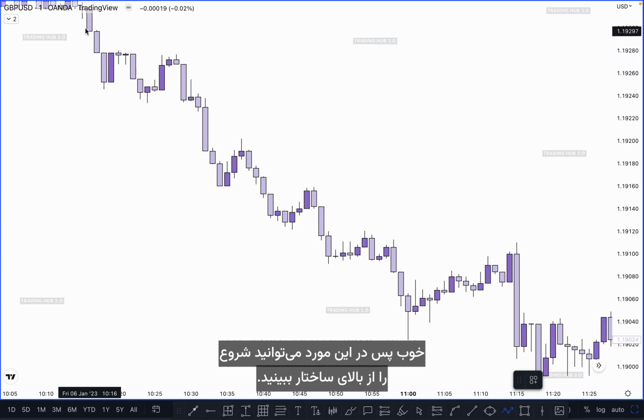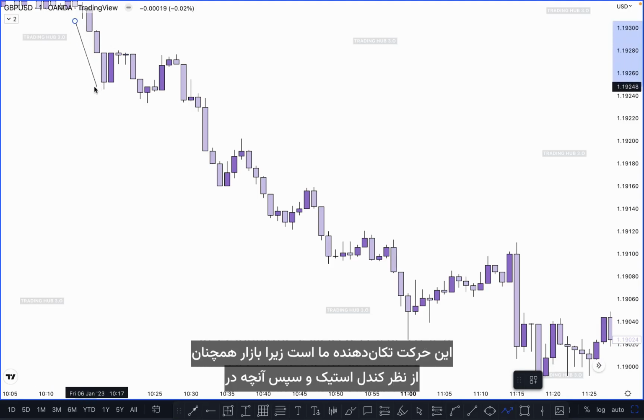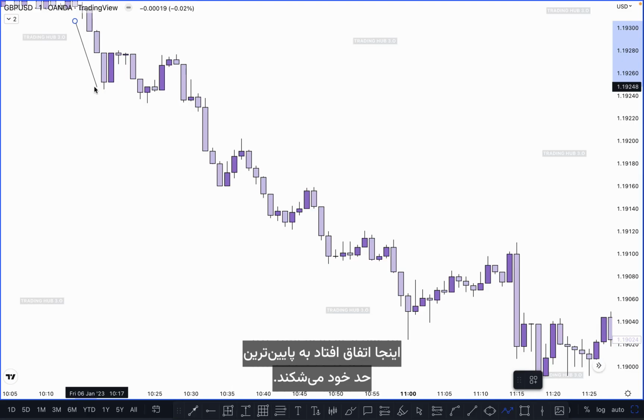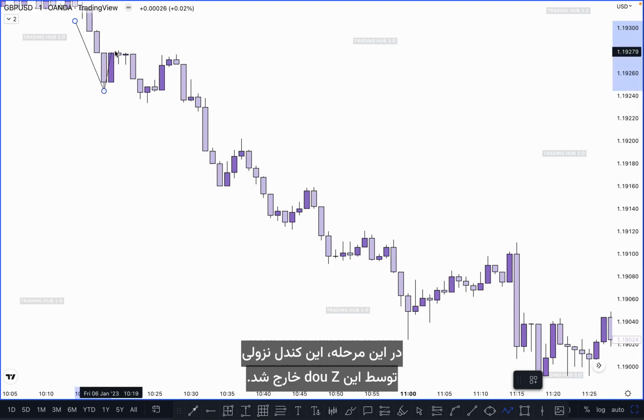Okay, so in this case, start from the top of the structure. This is our impulsive move, because the market continues breaking the lower low in terms of the candlestick. And then what happened at this point? This bearish candlestick is taken out by this doji. When the market takes out the previous candle high, this becomes our valid pullback.